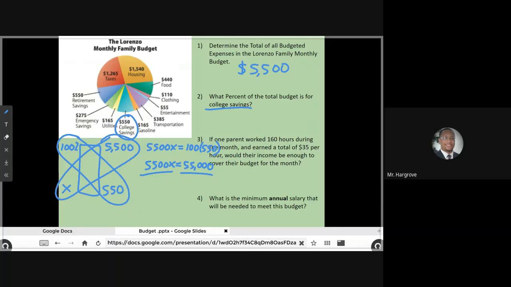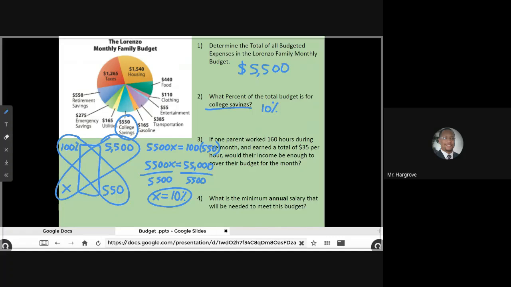Going to divide both sides by 5,500. And that's going to give me x equals 10%. So college savings is 10%. That's how we do this.